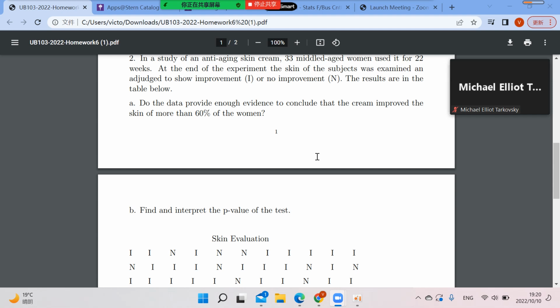However, I'm not sure if the real population mean is 60% or below, right? I find some random sample, I measured their mean, which is around 70%, which is good. However, because I only take out 33 observations, it's not a very huge sample. So I'm not very confident if the real population mean is greater than 60%. That's the argument.